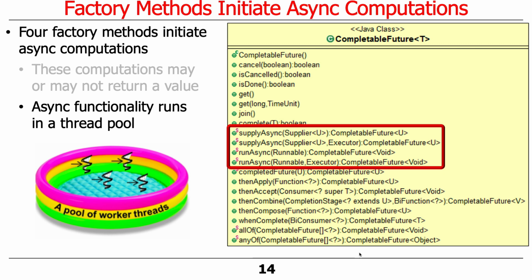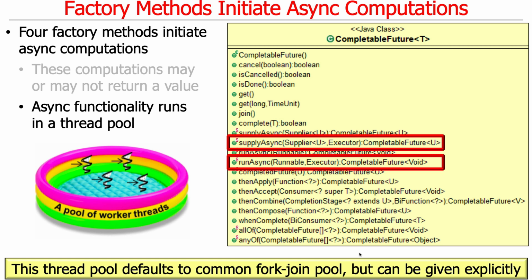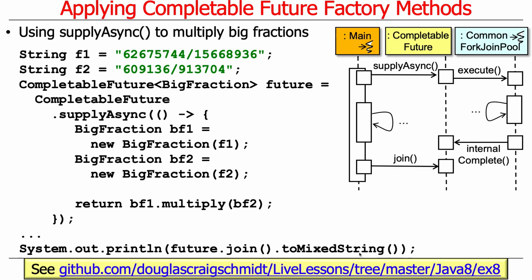As I mentioned before, the async functionality runs in a thread pool, which can either be the common fork join pool or something you can give explicitly, as long as it abides by the executor interface. So let's re-look at our previous example, except this time we're going to use the factory method supplyAsync instead of making our own thread. You'll see this example is very, very similar to what we had before.